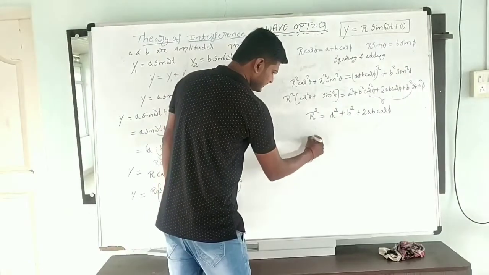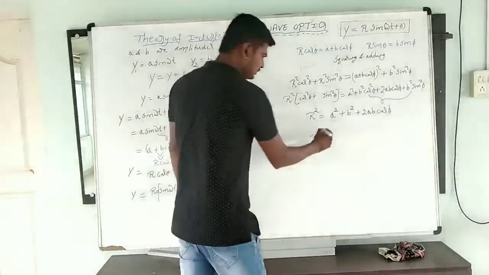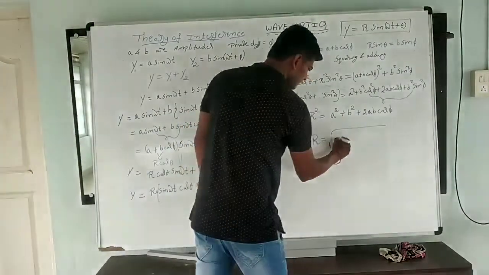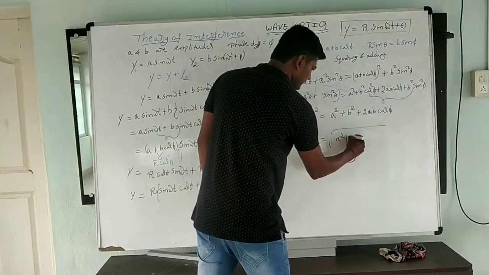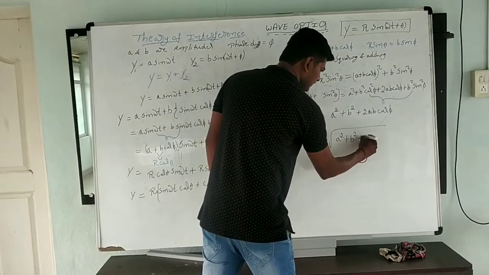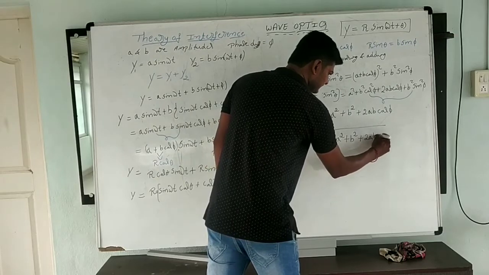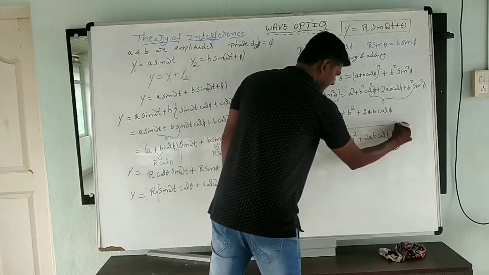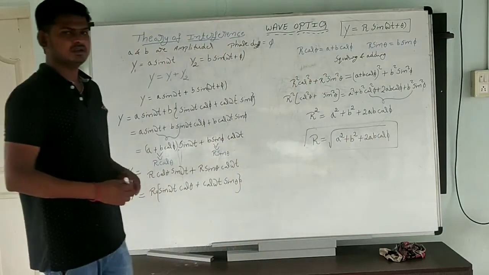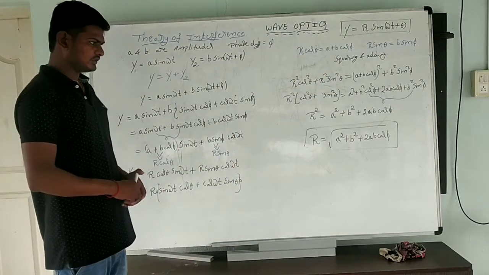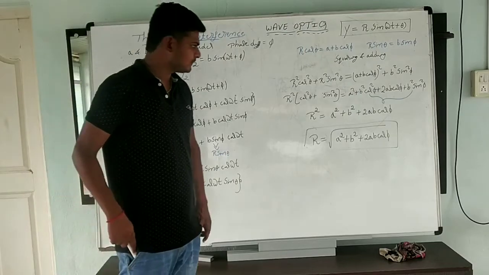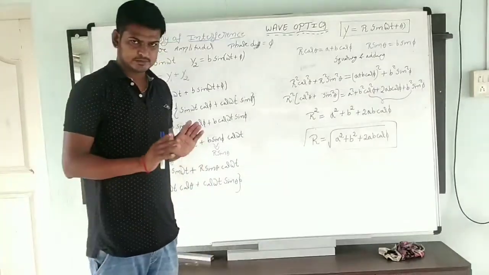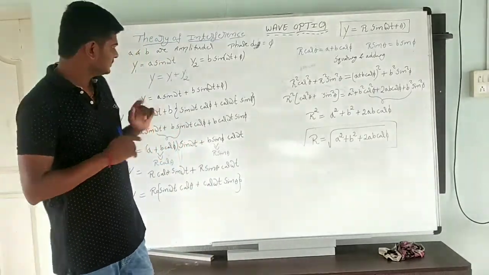When I write the resultant amplitude, R is equal to root of A square plus B square plus 2AB cos phi. This is the expression for the resultant amplitude. R is equal to root of A square plus B square plus 2AB cos phi. Clear? Yes or no?